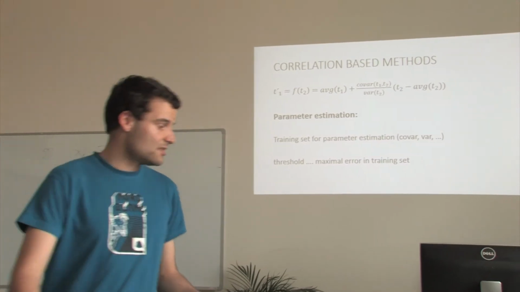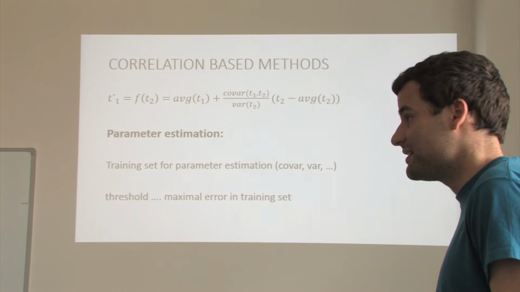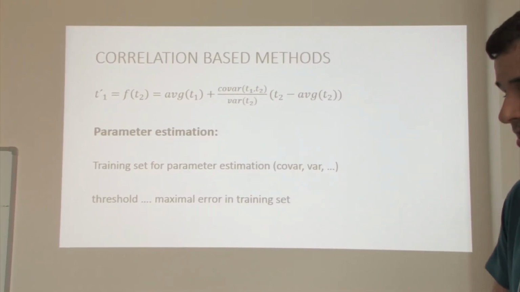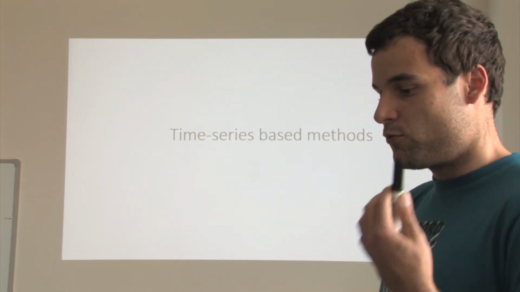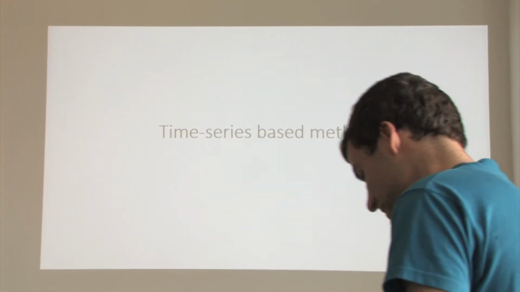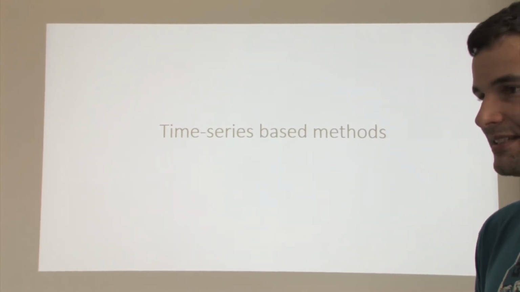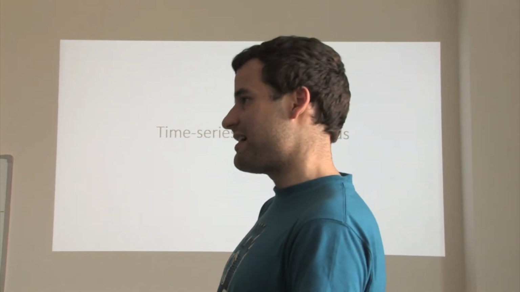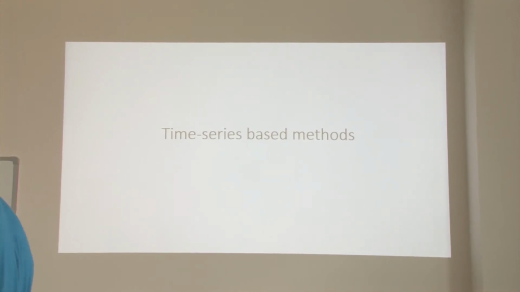But sometimes we don't have multiple sensors, and we are interested in finding the unsuspicious values just from the time series of one sensor. So again, there are many approaches to model time series. For me, the most interesting was the autoregressive moving average.